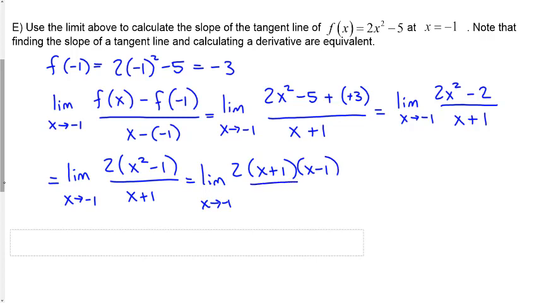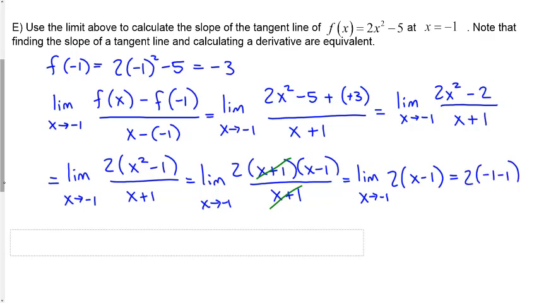So what happens now, this term, x plus 1, cancels out of the numerator and denominator, so that I get the limit as x approaches -1 of 2 times x minus 1, which I can plug in -1 at this point. It's 2 times -1 minus 1, which would be 2 times -2 or -4. So without using the table method, I was able to do that limit directly. And with these derivatives, you will always be able to do that.